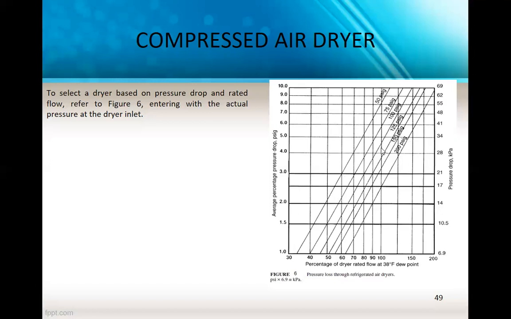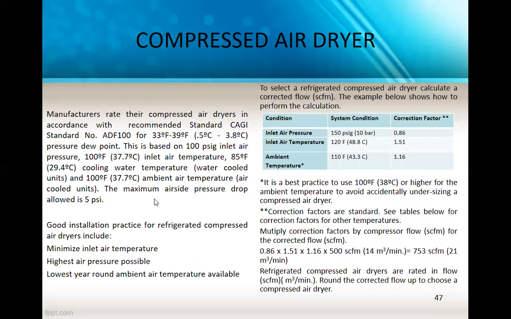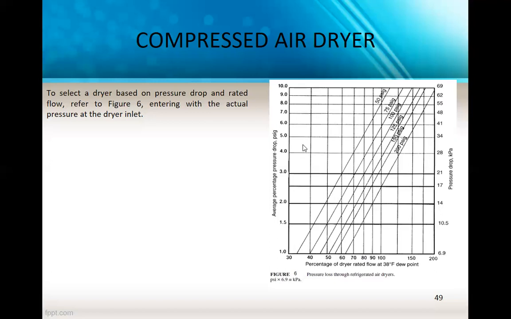So 100, 125, this is 80% capacity, this is 100%. You get the pressure drop. 5 PSI maximum. If you design at 5 PSI, it says here that the maximum airside pressure drop allowed is 5 PSI. So at 125 you are at 5 PSI, still acceptable. At 150, you have only 3.